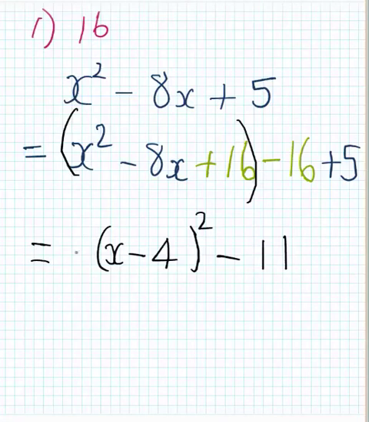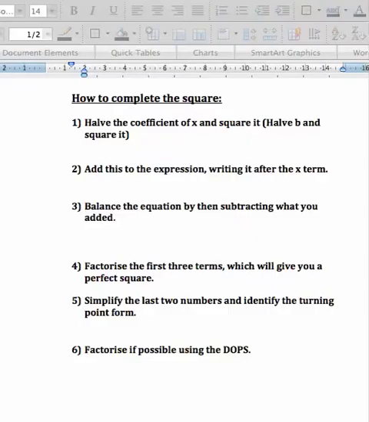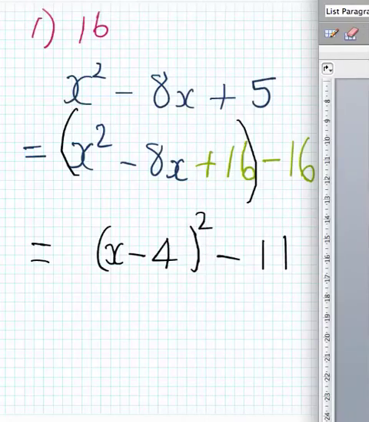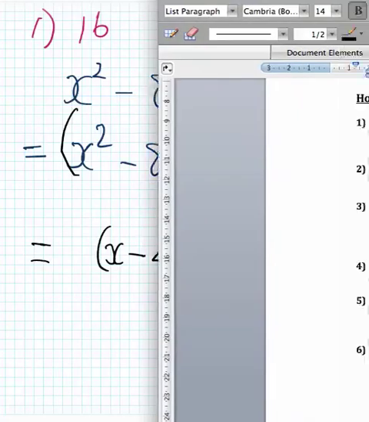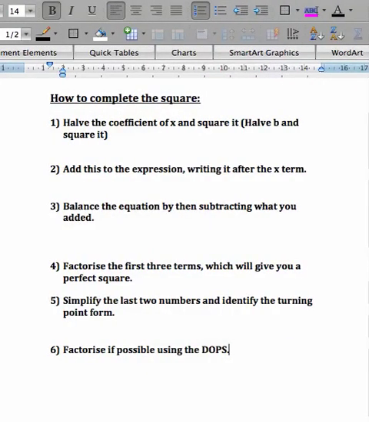But now at this stage, we can actually keep going. So I've just added some extra steps. So we factorized the first 3 terms. So number 5, we did that. Simplify the last 2 numbers and identify the turning point form. I just added that in now. So just write that down. And remember, we have the turning point form here. And we added the minus 16 plus 5. That's what it means to add the last 2 numbers. And now we are going to do step 6, which is factorize, if possible, using DOPS, difference of perfect squares.